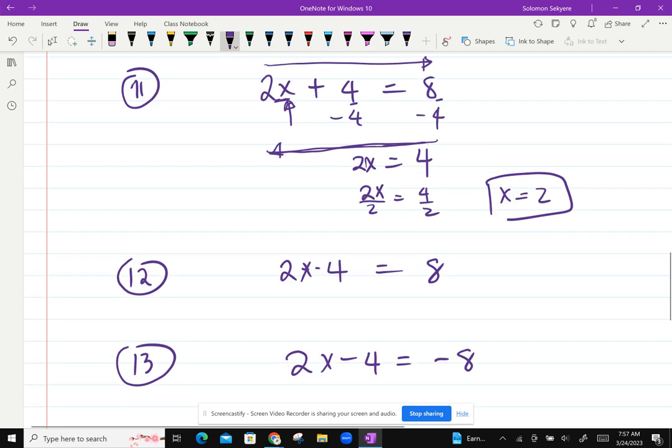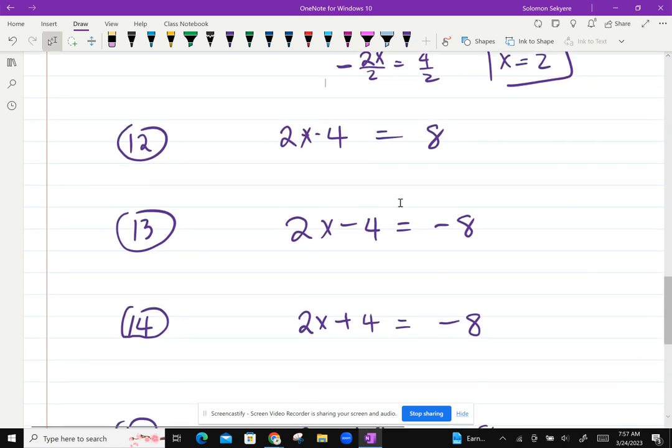I need you to practice these steps. Do it exactly. First step, and then you come and do the second step. This is called a two-step equation. So do it exactly like I have done it.